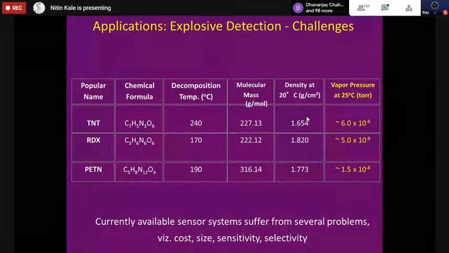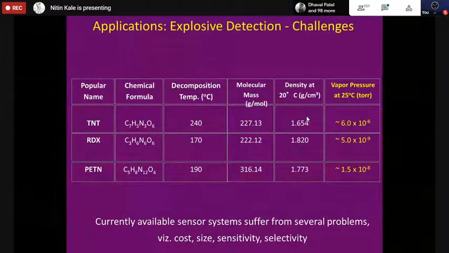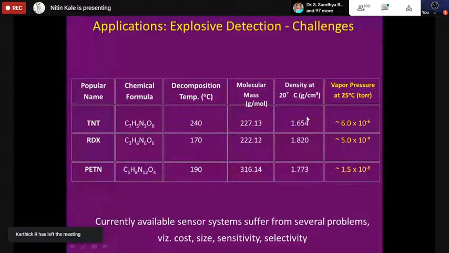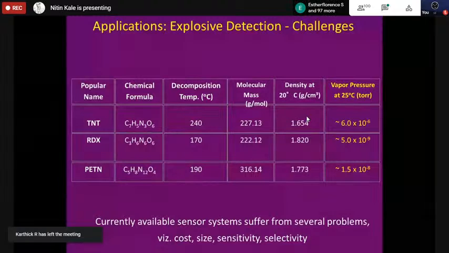And the terrorists basically take advantage of the fact that they are hard to detect. The vapor pressure that you can see here is of the order of microtorr or nanotorr at room temperature.